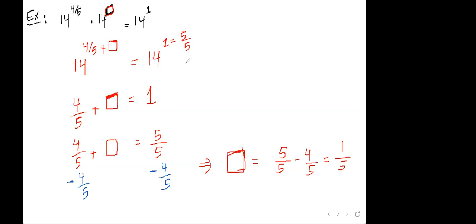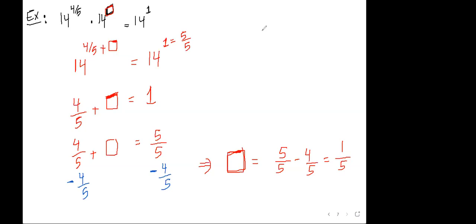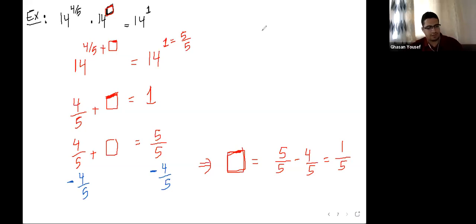This is only because the bases are the same. If they're different, then that's a different story; we cannot work like this. Yeah, the answer is 1/5. Ahmed asked, so the answer is 1/5. Yes, this is correct. Makes sense? Any question for this section? Okay.